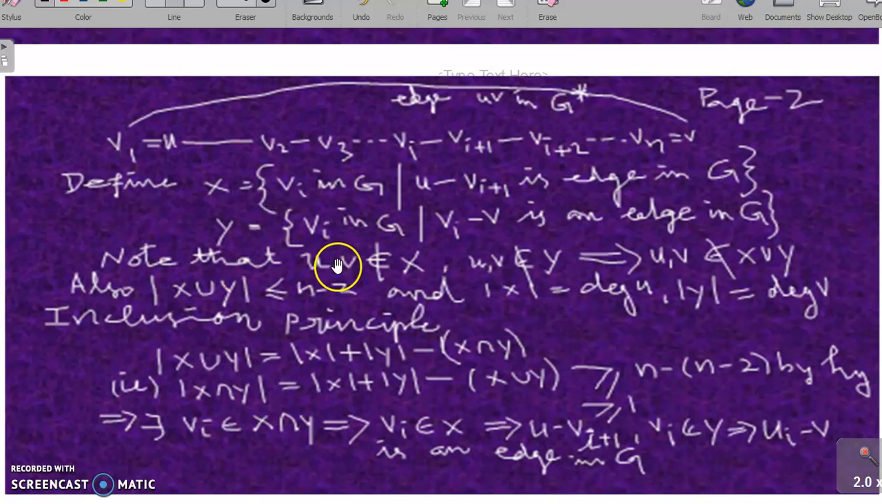Now note that U and V do not belong to X. See here, by the definition of X, U and V do not belong to X, as well as U comma V do not belong to Y. Because U is here, V is here, it is impossible to contain them in the individual sets. This is impossible. Am I correct? Therefore, UV does not belong to X and UV does not belong to Y implies U comma V does not belong to X union Y. This is a conclusion for us.